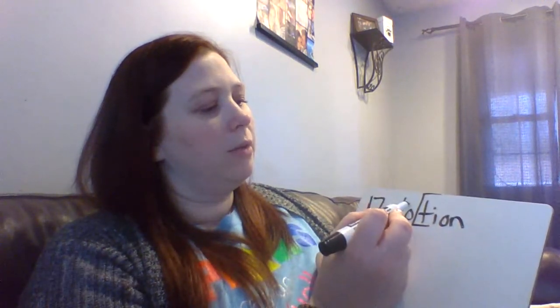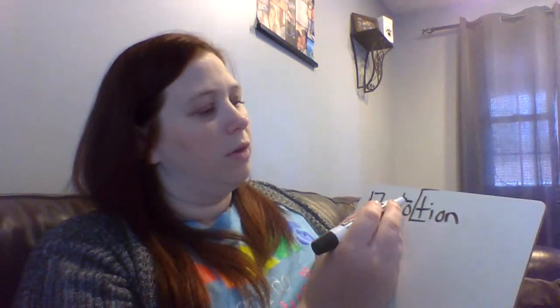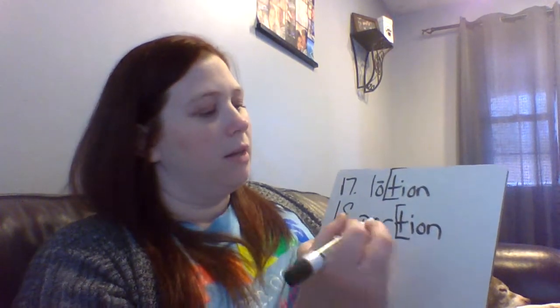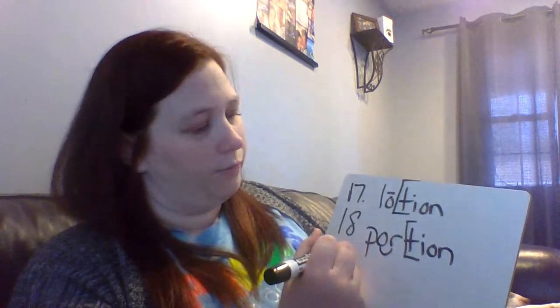On number 17, we have the word lotion. We have our final stable syllable, so we're going to put a bracket. We're going to do a macron over our O, and then we're done. Number 18, we have portion. Again, we have our final stable syllable, T-I-O-N, and then we have our combination O-R, so we're going to do a little arc under that.